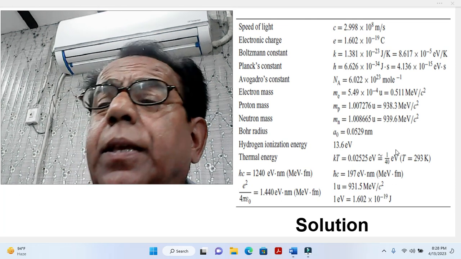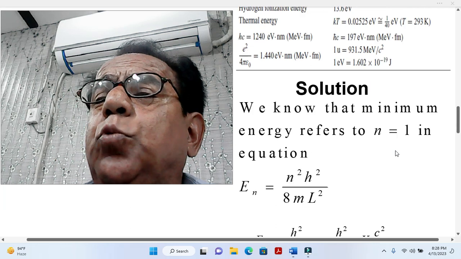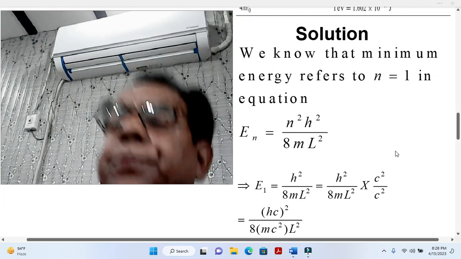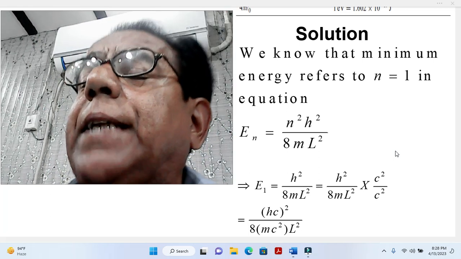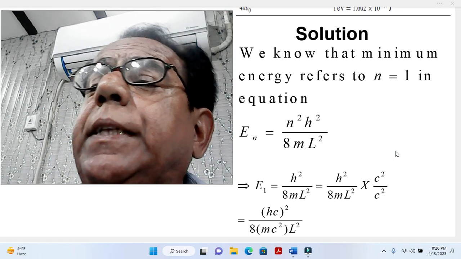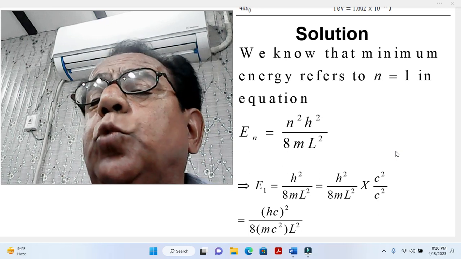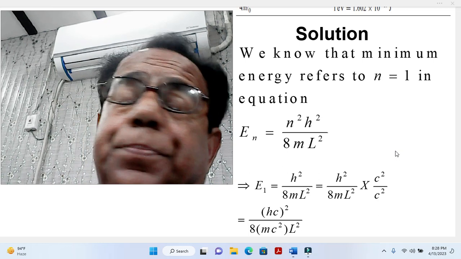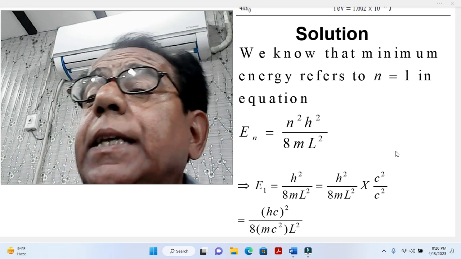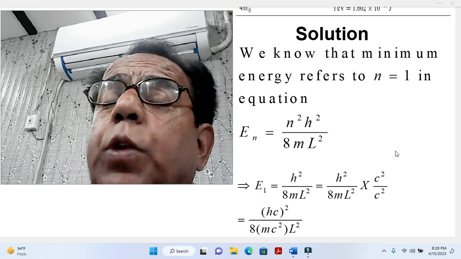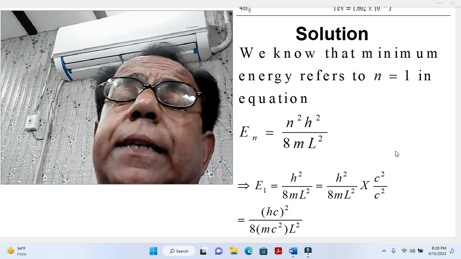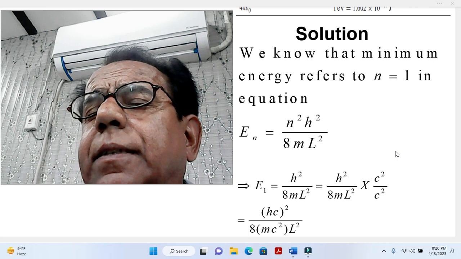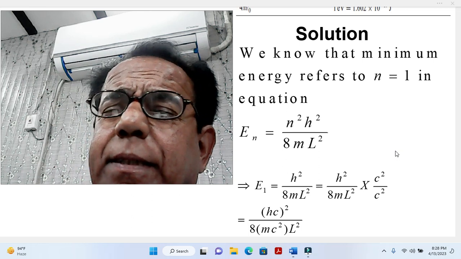Anyhow, now we come to its solution in a proper manner. We know that minimum energy refers to n equal to 1 in the equation En equal to n square h square over 8m capital L square. This is the expression given in tool number 1, in which energy levels of a particle in a box were described.